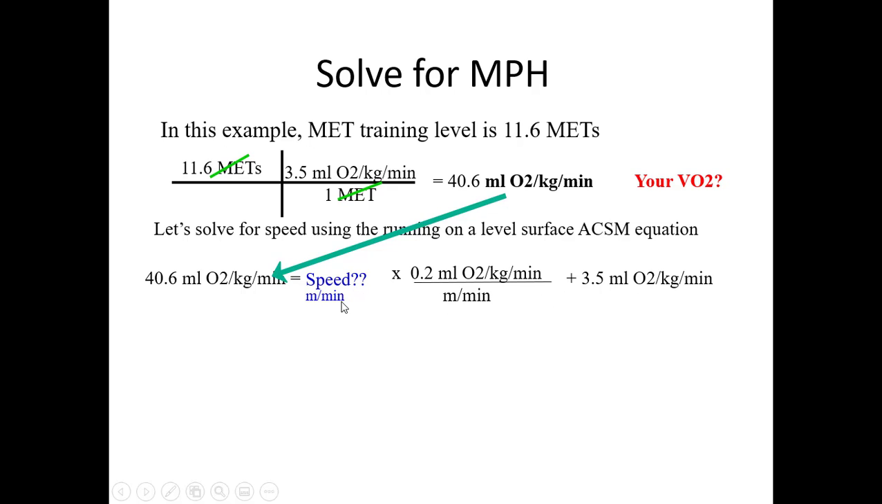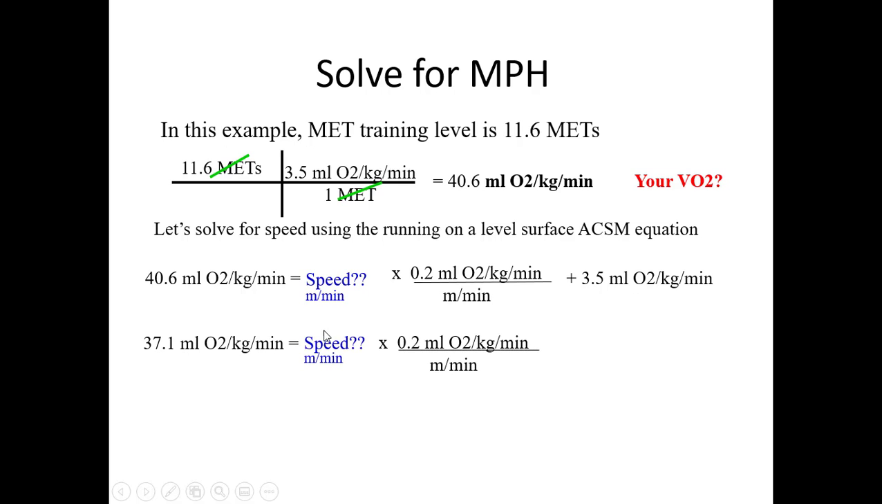So speed multiplied by 0.2, plus 3.5. So to calculate speed, how about this case? I should minus 3.5 here and minus 3.5 here. Does it make sense? To cancel out this 3.5. So minus 3.5, minus 3.5. So this is why it's 37.1 milliliter per kilogram per minute. And yeah, still the same, but there is no 3.5, right? So minus 3.5, minus 3.5, right?